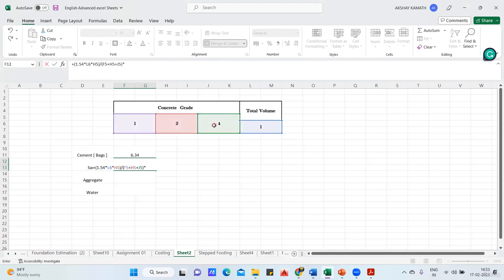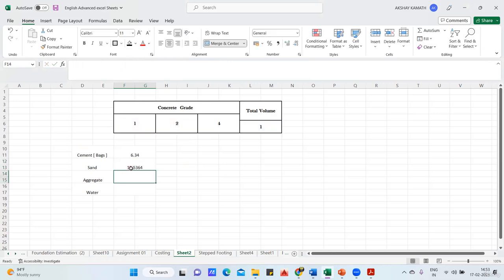And then you multiply this by 35.31, which you are going to get in CFT. If you don't multiply by 35.31, you'll get it in cubic meter, which is not the right way. So 15.534. So this is how it is. Okay, fine. Now for the aggregate.